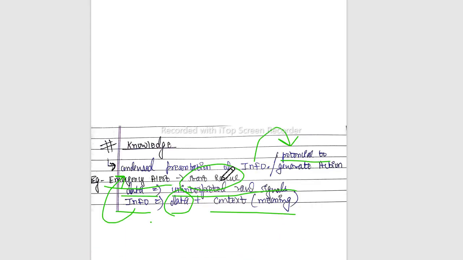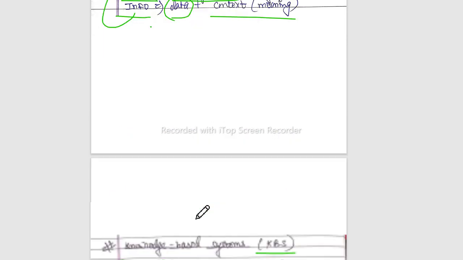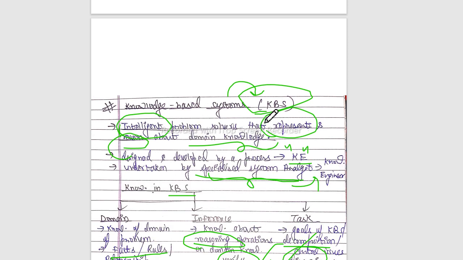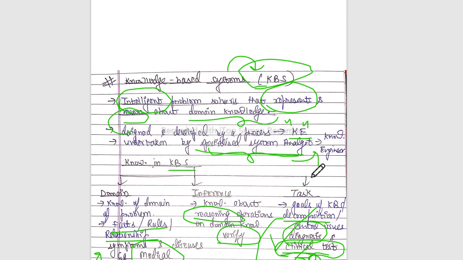So in this video we have seen some of the terms like knowledge, data, information, knowledge based system, knowledge engineer, knowledge engineering, and the types of knowledge in a knowledge based system.